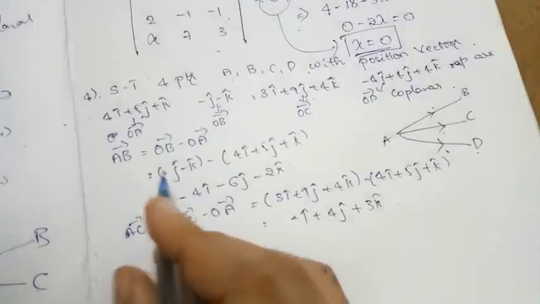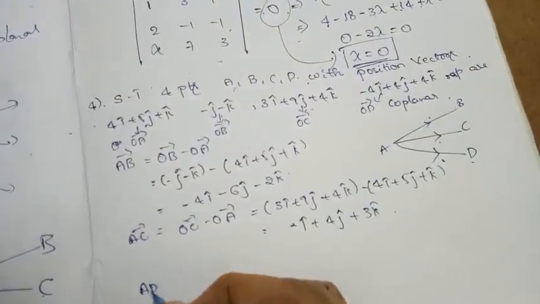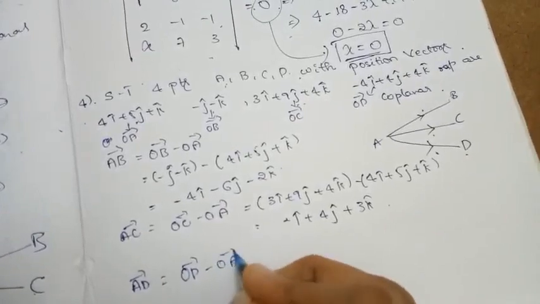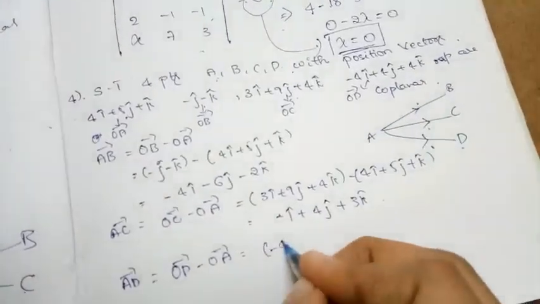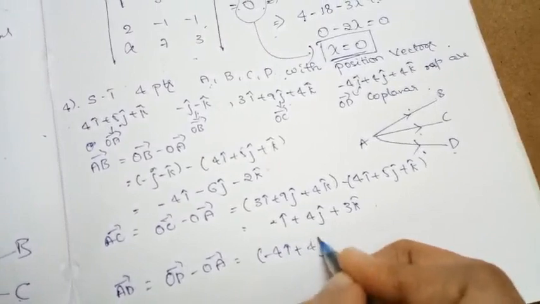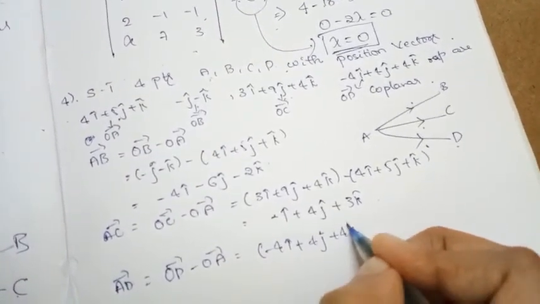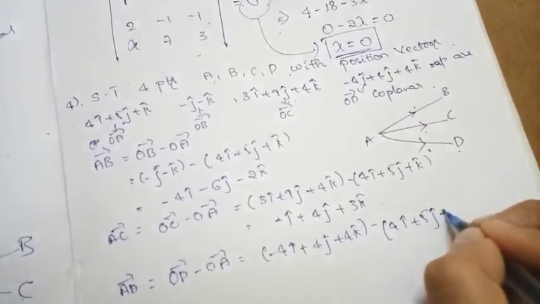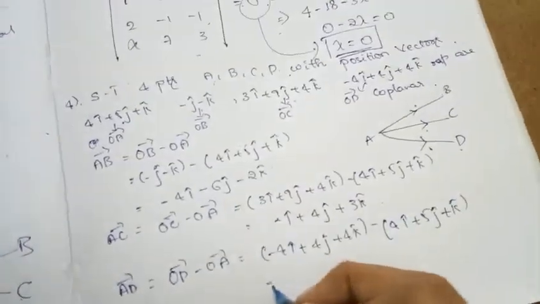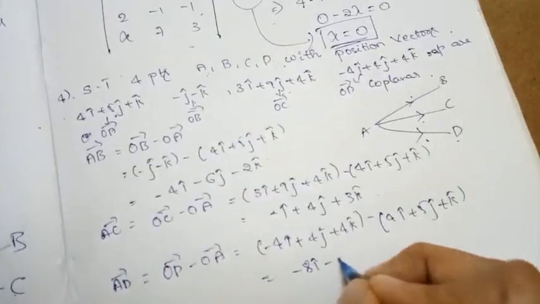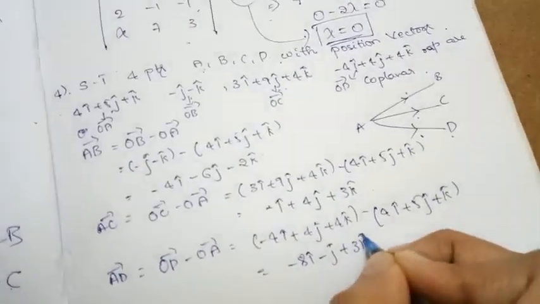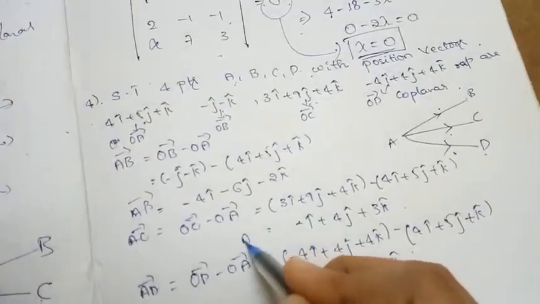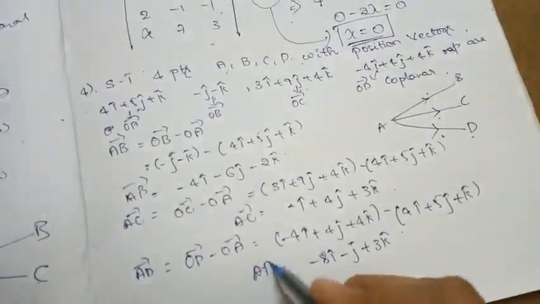Similarly, vector AD. So vector AD is nothing but again vector OD minus vector OA. What is vector AD? Minus 4i cap plus 4j cap plus 4k cap minus vector A, 4i cap plus 5j cap plus k cap. So it is nothing but minus 8i cap minus j cap plus 3k cap. So now you got vector AB, vector AC, and vector AD.